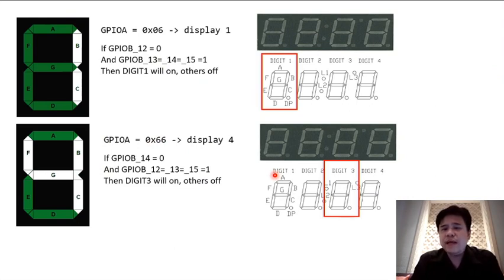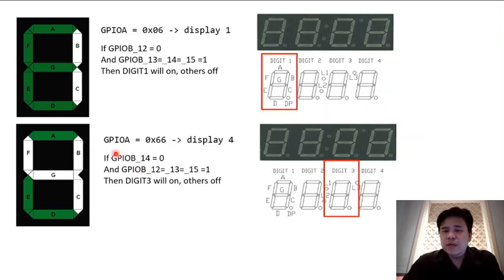So if you would like to create pattern 1 on your 7-segment, then you provide GPIO A equal to 0x06. It will show pattern 1 here. And if you would like to make pattern 1 appear on your digit 1, then you make GPIO B12 equal to 0, and you make everything else equal to 1. Then logic 1 will display this one pattern for you only, and the other digits are just dark.